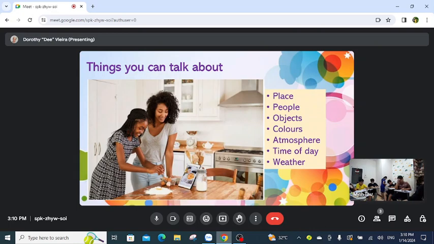The objects. What objects can you see in the picture? Nick, what objects can you see in the picture? Example, a cooker. In the background there is a cooker. What else can you see, Nick? I can see the table.